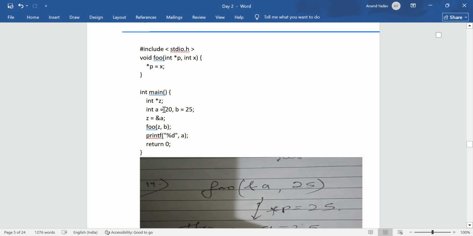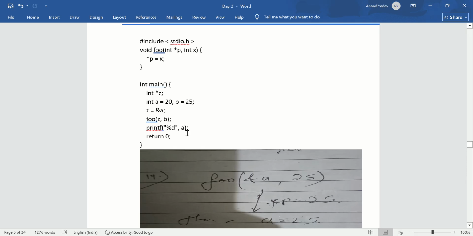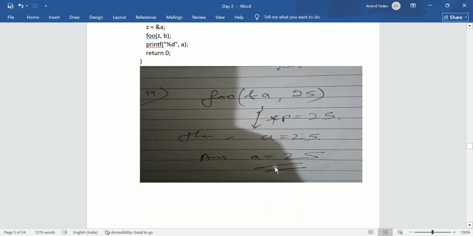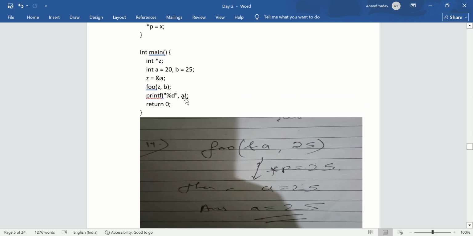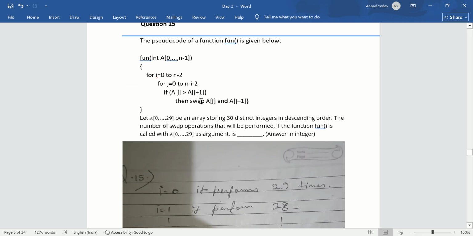Now the next question is: this is the main function and foo is another function which is called, then printf a. After executing this function, what value does a print? It will pass the address of a and the value of b. It will put the value of b at the address of a, so it will print 25. In this way I solve this question. Now the next question is question 15.